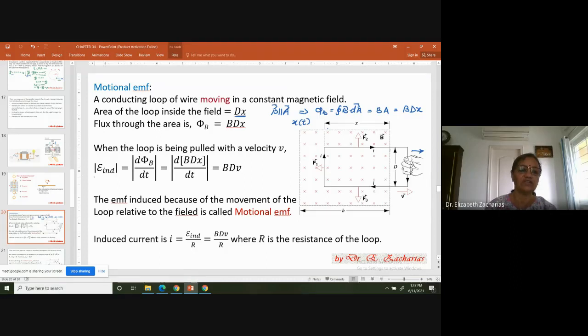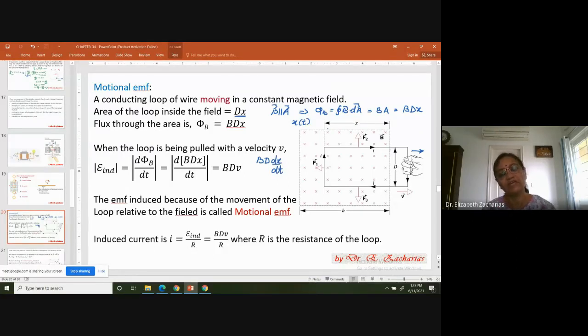So let us say that induced EMF is d phi by dt. First, let us not put Lenz's law. Let us directly just get the modulus. So modulus of phi b is B capital D dx by dt. B and capital D are constants. The width is a constant, the magnetic field is a constant. It doesn't change with time. Only x is changing with time. So what will you get? B into D into dx by dt.